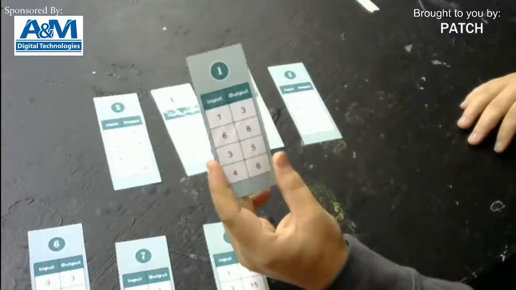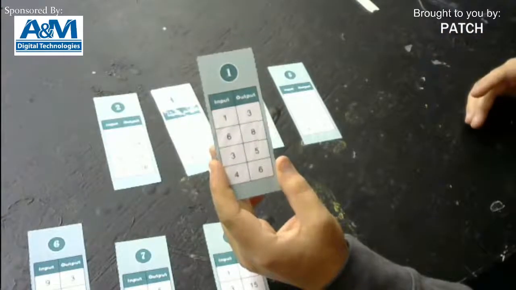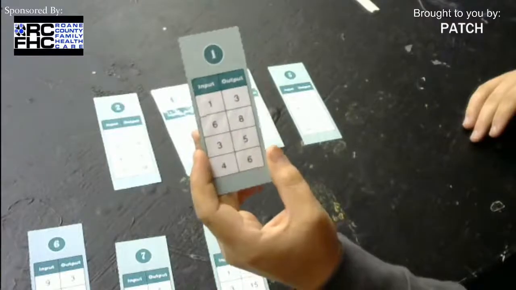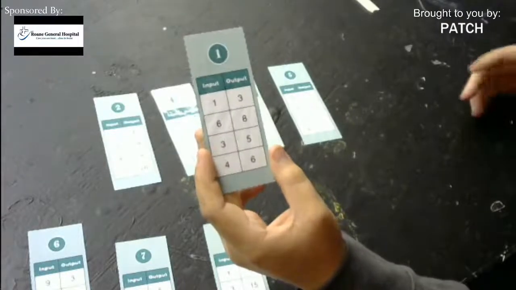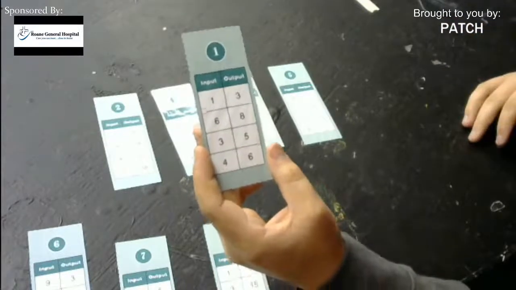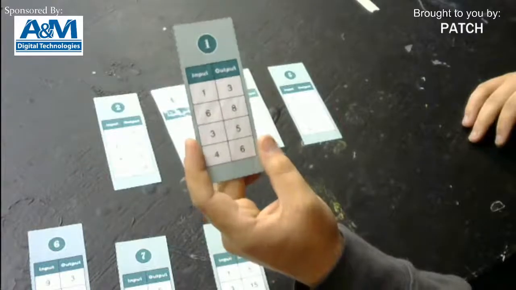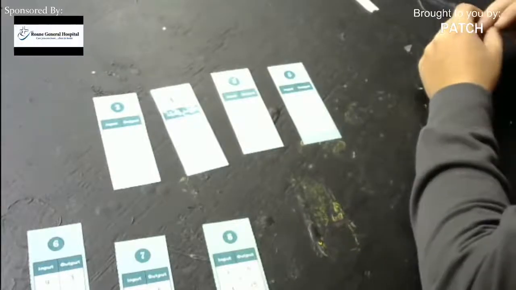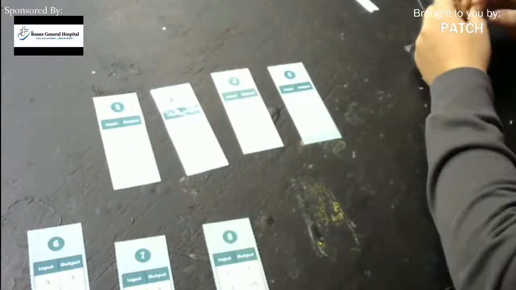So our number 1, our input is 1, our output is 3, the second input is 6, our output's 8, input's 3, output 5, our input is 4, and our output is 6. So, what do you think the common rule is? Well, if our input's 1 and then our output becomes 3, 1 plus 2 is 3. And if you didn't know that, you can do 3 minus 1 and you would get 2.